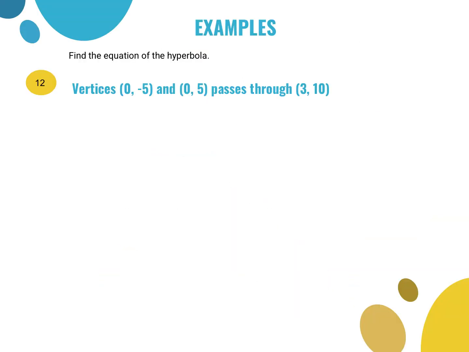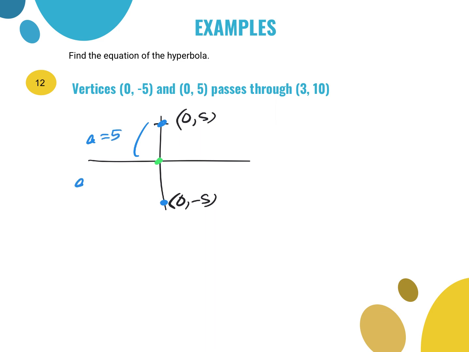This time vertices and passing through an ordered pair. Again, give yourself a visual. Notice these vertices are on the y-axis, so it's going to be transversing the y-axis. Again, the midpoint of these two is going to be (0, 0). So my a value is the distance from that center to the vertices. So my a value is 5. So a squared is 25.